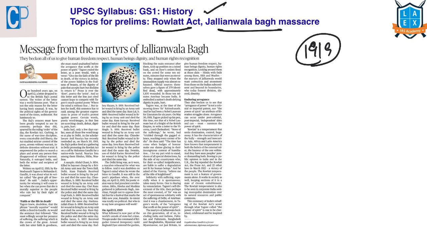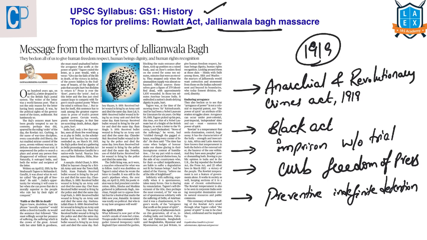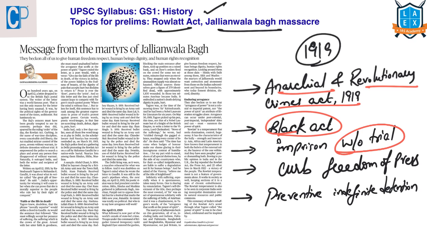First, let us see what is this Rowlatt Act. The Rowlatt Act was the popular name for the Anarchical and Revolutionary Crimes Act of 1919 passed by the British Indian government. This act was also known as the Black Act by the Indians because it gave the government the power to imprison any person without any trial.